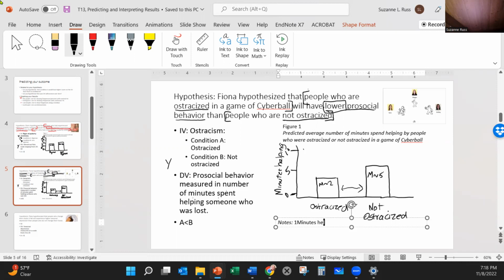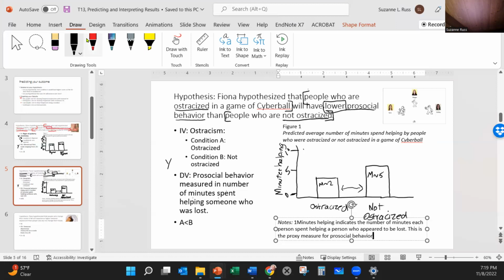helping indicates the number of minutes each person spent helping an individual. Let's just write it even. It's just a person who appeared to be lost. This is the proxy measure for pro-social behavior.